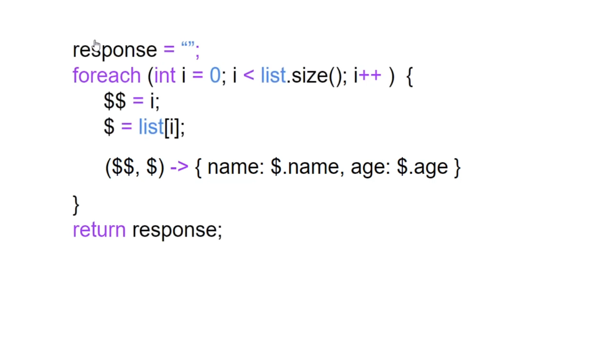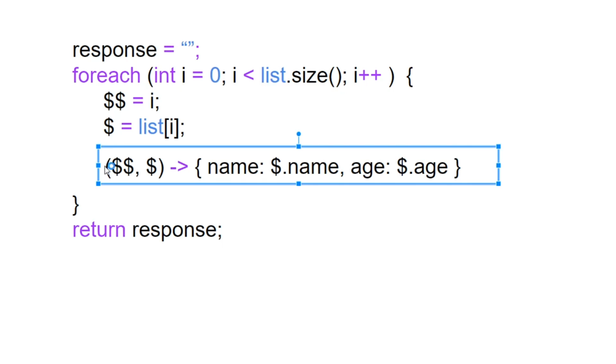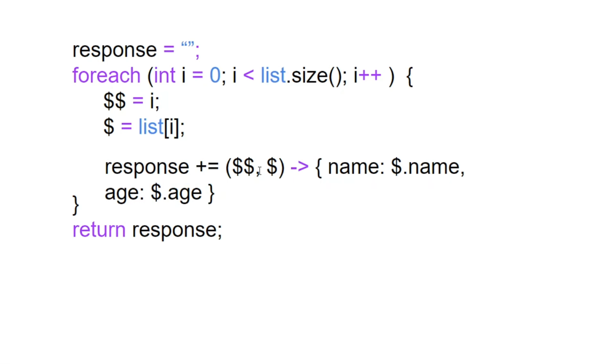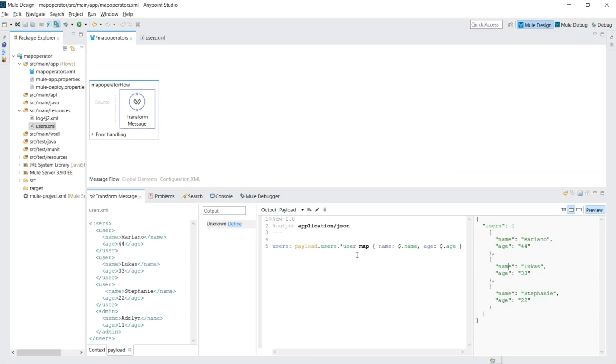So essentially, the map operator loops through our input array or list of elements, storing the index into the variable double dollar sign, the element we're currently looking at into the dollar sign, and then performing our lambda functionality, passing in the two arguments. And then we take that response from that function, and we aggregate it into our response string. And then after we're done with all the elements, we return it back, which becomes our output. And that, my friends, is the logic behind the DataWeave map operator.